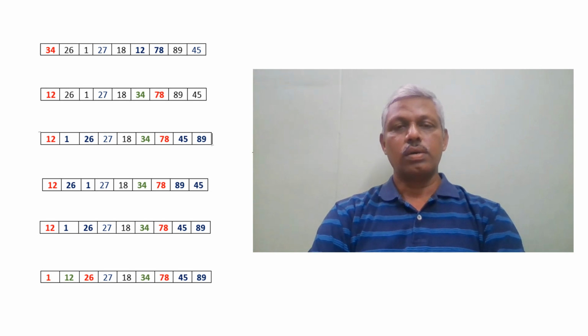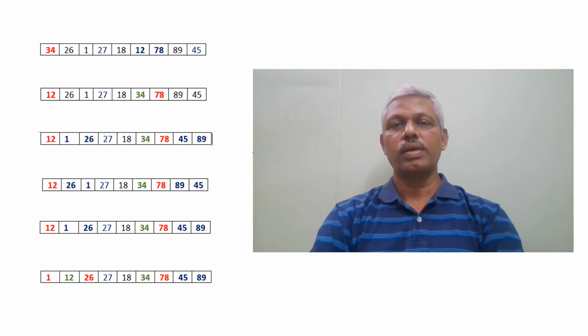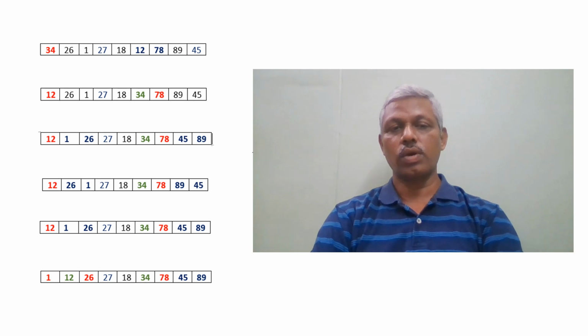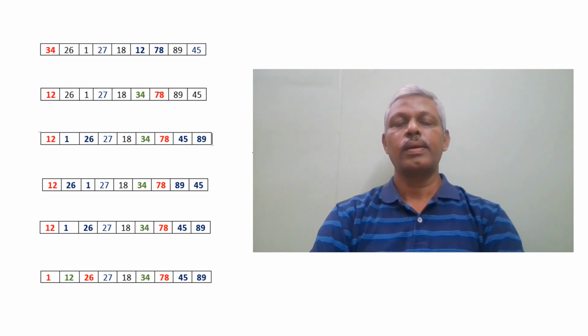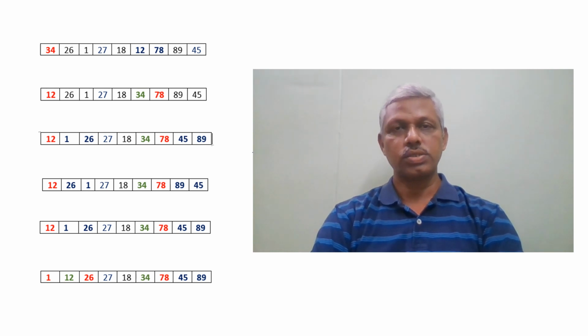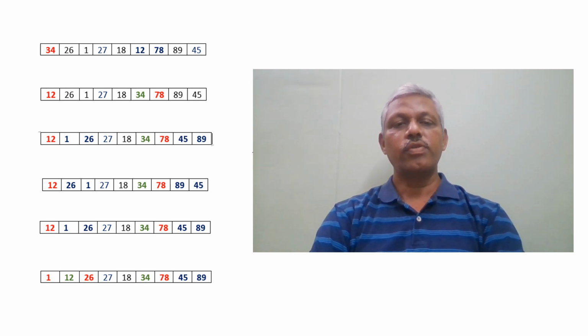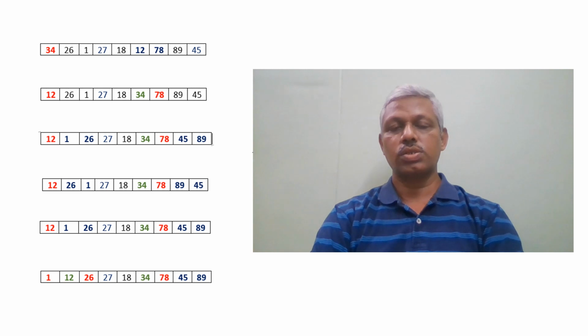Now, if we concentrate only on the left subarray of 34, we can apply the quicksort algorithm on this subarray consisting of 12, 26, 1, 27 and 18 only. That is one left subarray. And the right subarray is 78, 89, 45. This is another subarray where we can apply quicksort. Again, if we focus on the left subarray consisting of 12, 1, 26, 27, 18, we'll take the pivot element as 12 for the left subarray.